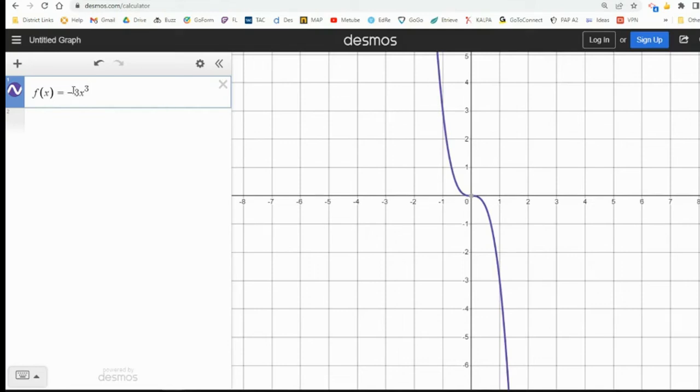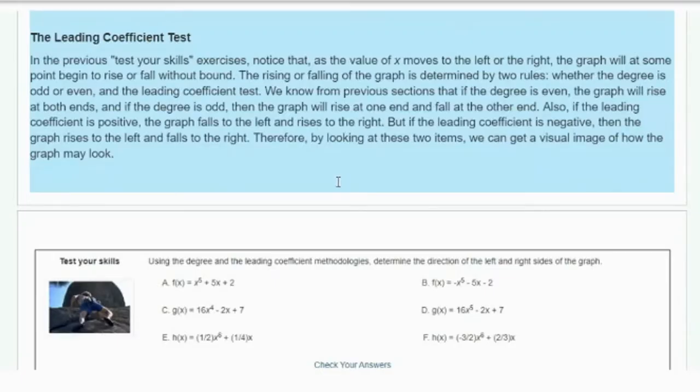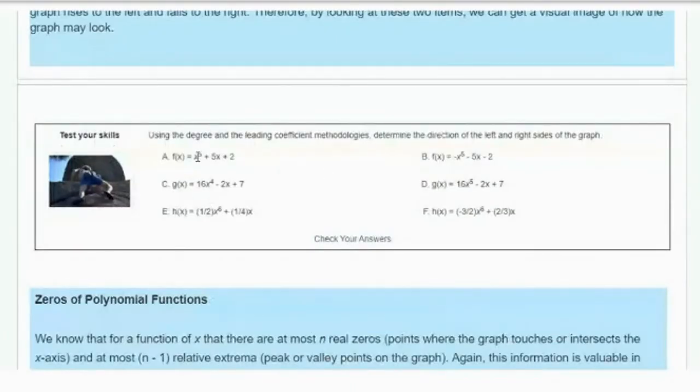So that coefficient, the leading coefficient, tells you a lot about your graph. The degree of the graph tells you whether or not it's an S shape, whether the ends go different directions or the ends go the same direction. And the leading coefficient tells you which way those ends go. So you can get a visual image just looking at this.